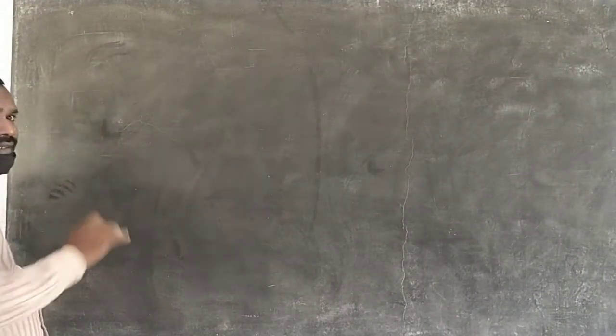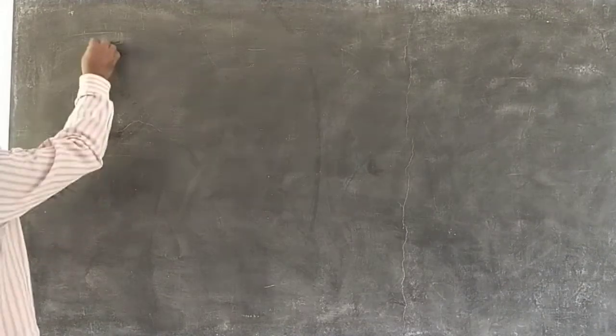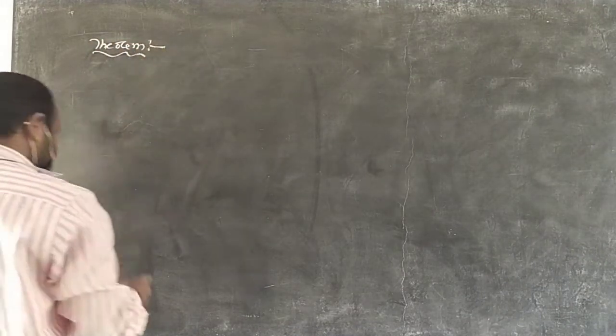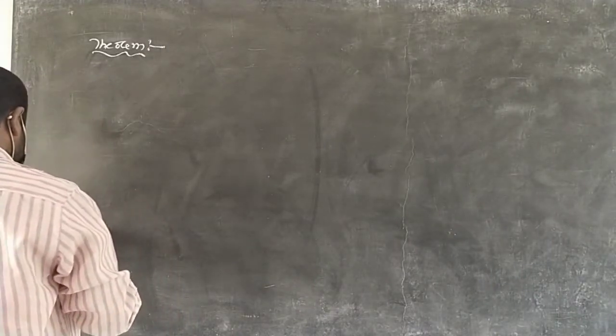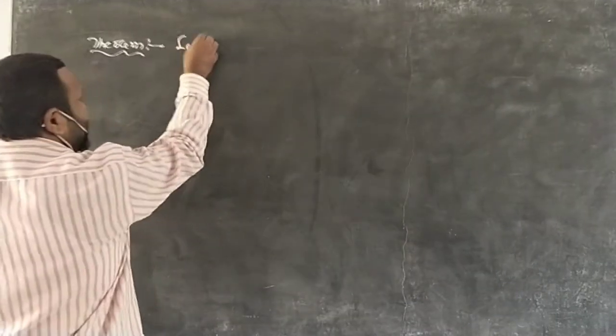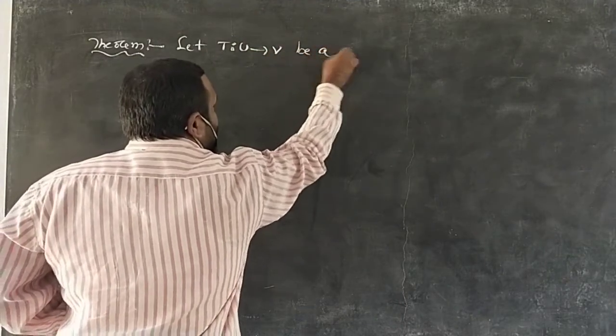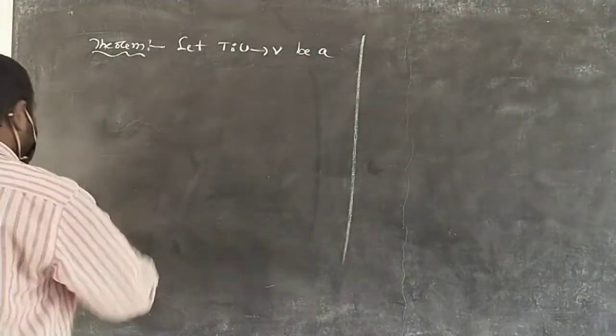So in this class, you write a theorem. It's a very important theorem. Write the statement first. Let T from U to V be a linear transformation.